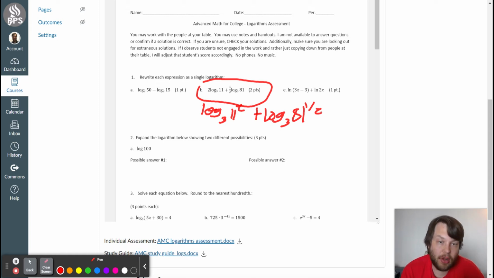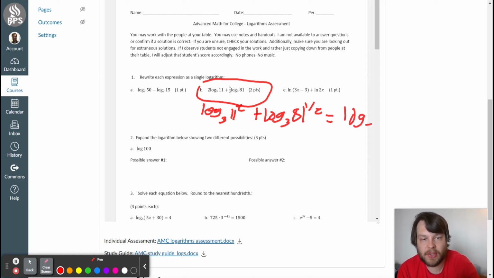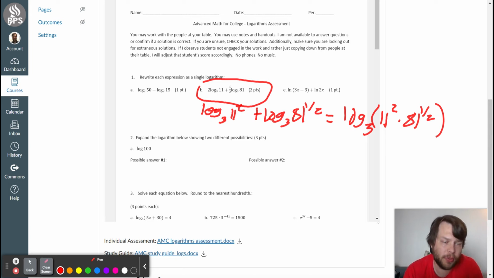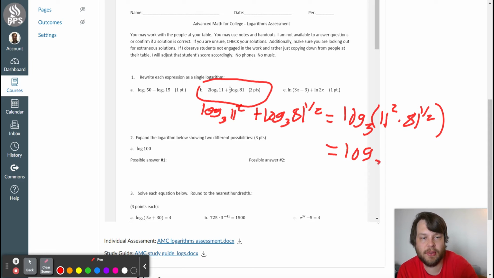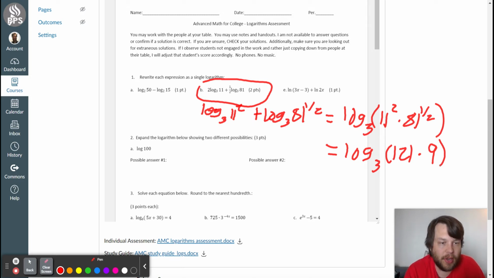Now we can combine that all into one logarithm because when you have addition, you can switch that into multiplication. Log base 3 of 11 squared times 81 to the 1/2 power. We can go even better because we know what 11 squared is. We know what 81 to the 1/2 power is. So we have log base 3 of 121, because that's 11 squared, times 9, because that's 81 to the 1/2 power. And we can even do one more step here.